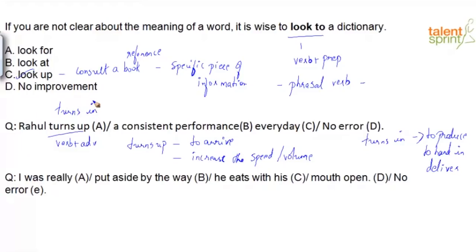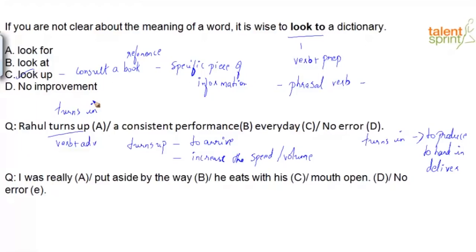So do you see how turns up had two different meanings? Turns in has this meaning, right? To produce, to hand in, to deliver. So it's important for us to be familiar with as many phrasal verbs as possible and understand the different meanings these phrasal verbs bring in different contexts. When you say turns into, which means changes, right? That's another phrasal verb altogether. Somebody turns into something means he's changing. So depending on the context, what meaning does that phrasal verb have? Let's move to the next one.